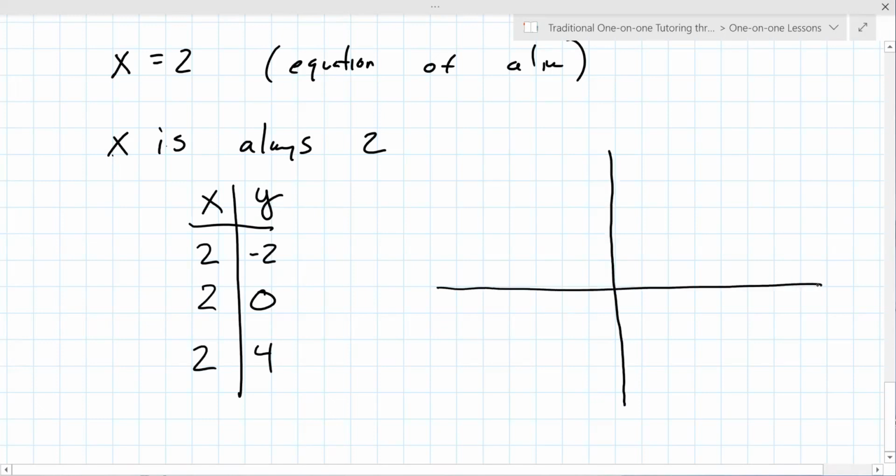You won't misremember. So now we're going to graph these ordered pairs: (2, -2), (2, 0), (2, 4). What kind of line is this? It's not horizontal. It's a vertical line.